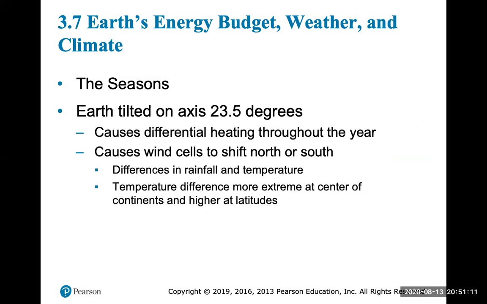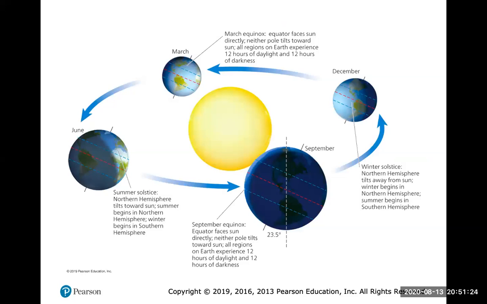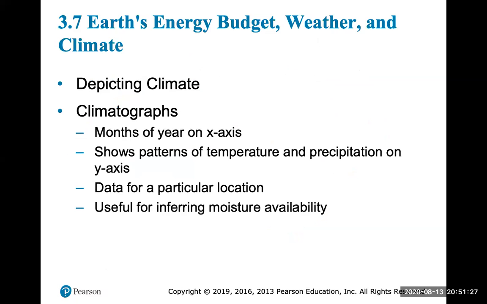The seasons: because the Earth is tilted on an axis, this causes differential heating of the sunlight throughout the year. It causes the wind cells to shift north and south, so this will influence rainfall and temperature and cause our seasons, which this graph will show here.